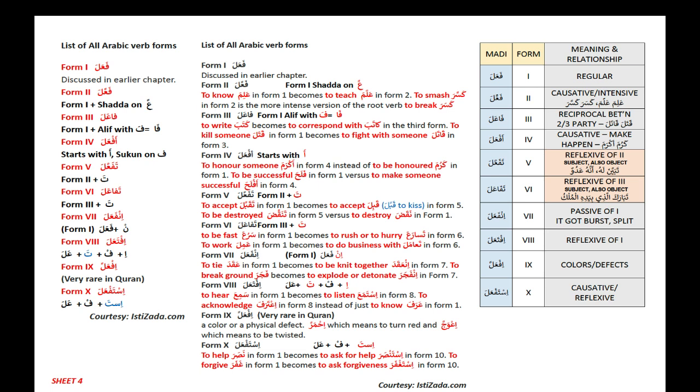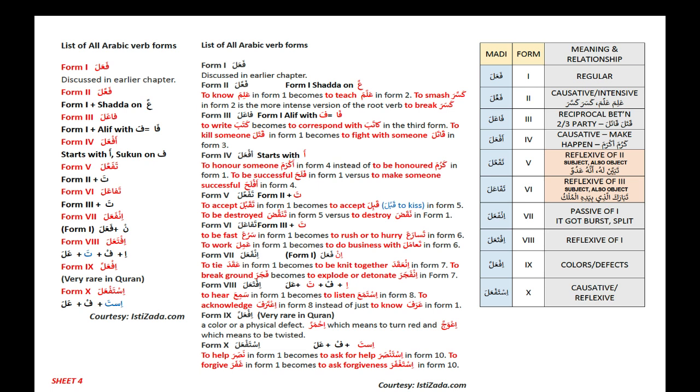So remember, the meaning of a form 7 verb will indicate passive meaning, like it got burst, it got split. It's not an active form meaning. It's a passive form meaning. It is not a passive verb as such, but the meaning will be like this. There are many words in Juz Amma, in many of the surahs, where these types of verbs have been used to give passive meaning.